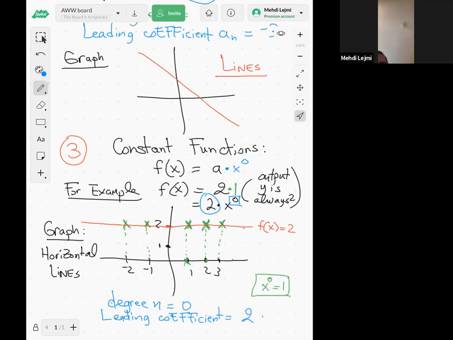Okay, there's no question. Perfect. Anyway, so these are some examples that we know how to graph, right? We know how to graph parabolas. We know how to graph.